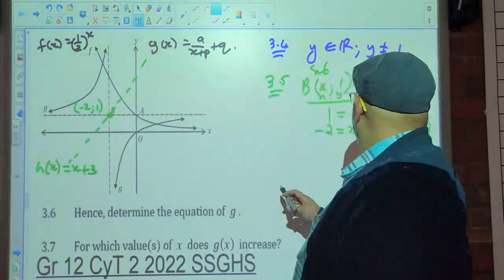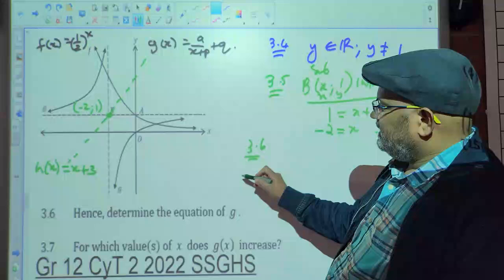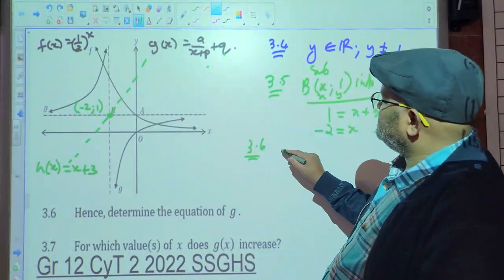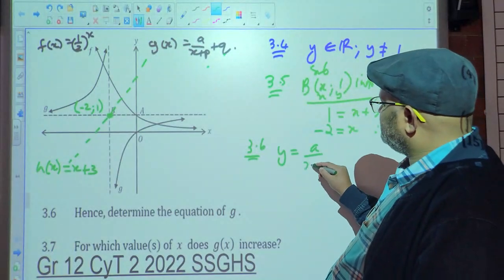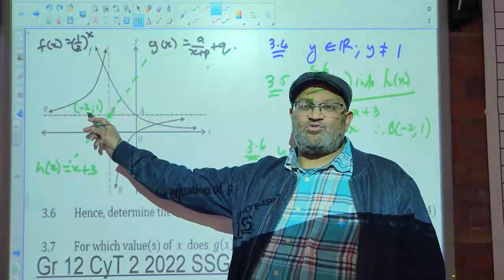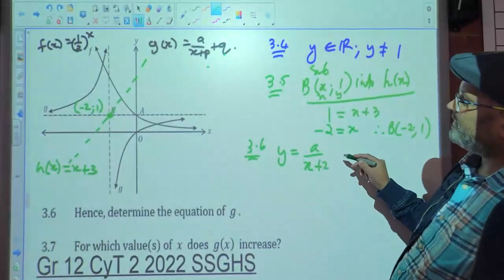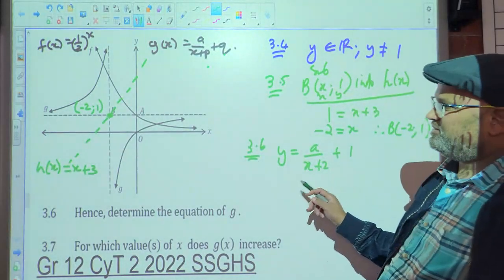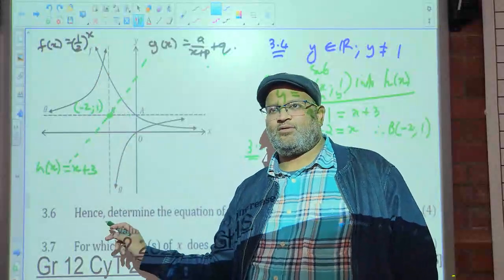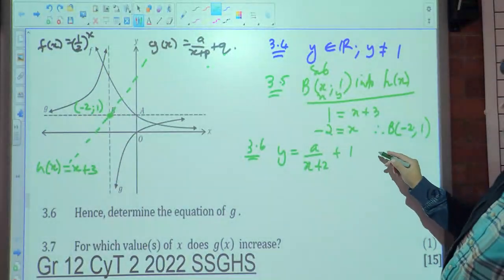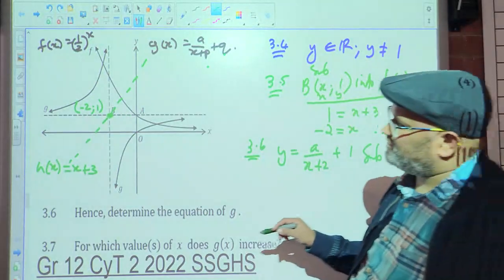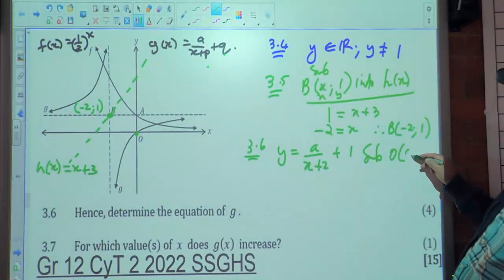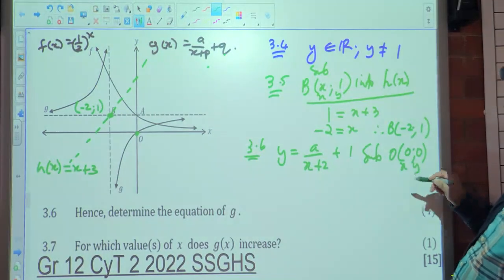3.6. Hence determine the equation of g. Right, so we got P, we got Q at this point. So your equation reads y is equal to a over x. Remember this is minus 2, so there must be a plus 2 at the bottom, plus 1. And we check, okay? x plus 2 can't be 0, so x can't be minus 2. Hence, your asymptote here. People, to get the value for a, we're going to substitute the point lying on this graph that we haven't used yet. And of course, it's going to be the origin, which is 0 and 0, remembering that's an x and a y.